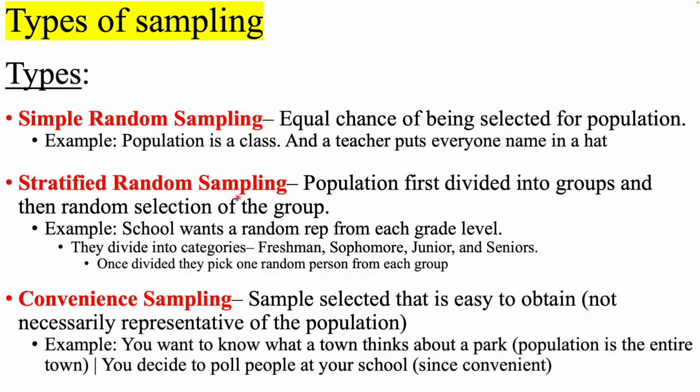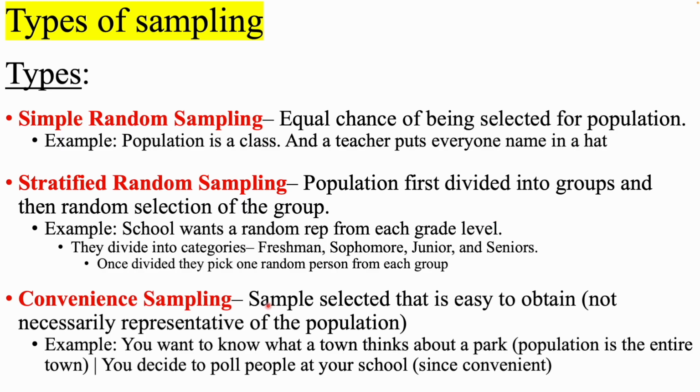Stratified random sampling is more fancy. It says the population is first divided into groups and then random selection of the group. An example of this is a school wants a random rep from each grade level. So what the school does is they put every student's name in hats. But what they do is they categorize it. So they put all the freshman names in one hat, all the sophomores in another, all the juniors in another, and all the seniors in another. From there, maybe the principal selects one freshman, one sophomore, one junior, and one senior from each hat.